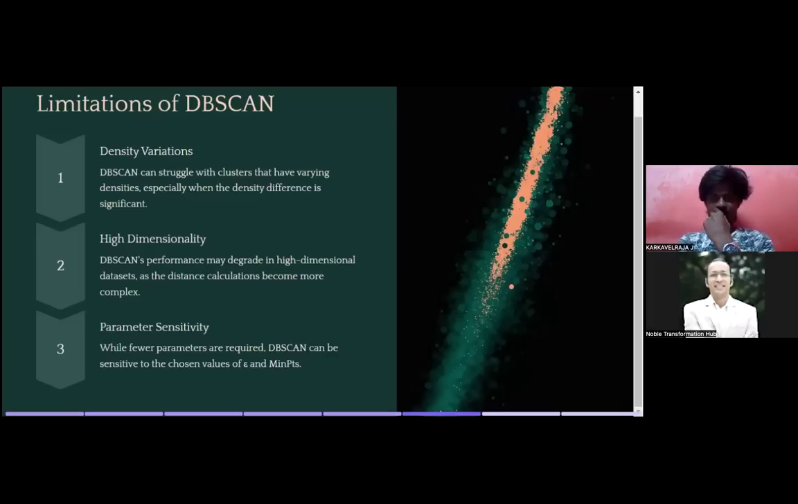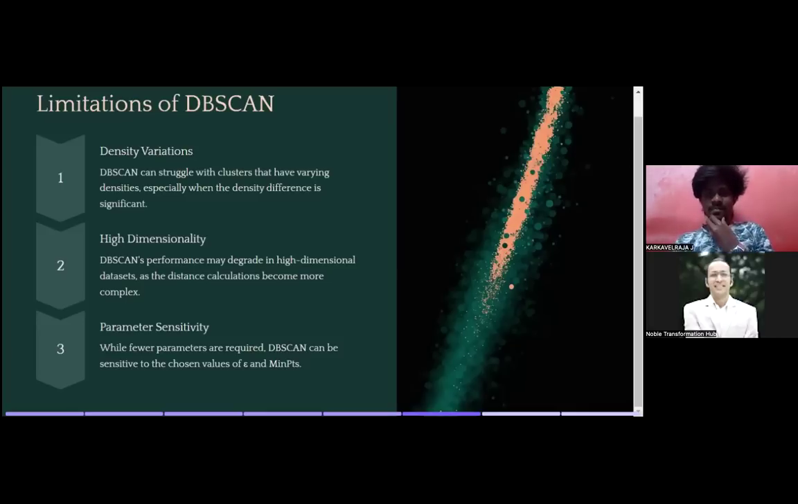As the distance calculation becomes more complex with high dimensionality, DBSCAN performance may degrade because of high dimension data sets. So this is another limitation.